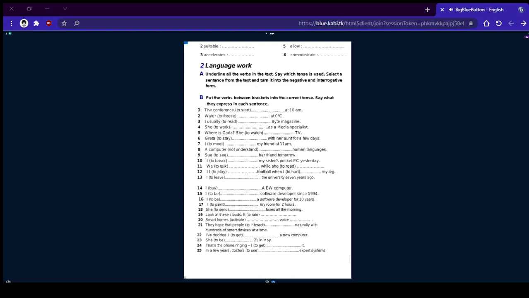The next one, 18. Okay. She sends faxes all morning. No. She has been. Okay, she has. She has been sending. Yeah, she has been sending faxes all morning. Or there's another one we can put in here. She was sending faxes all morning. Or she was sending faxes all morning.